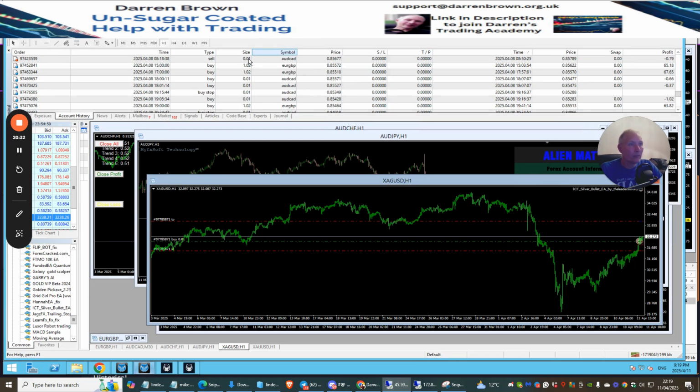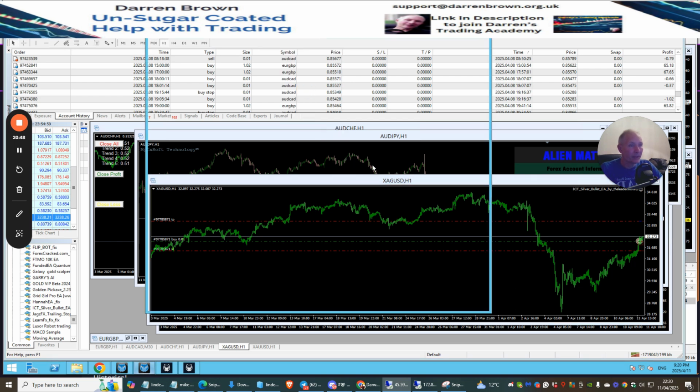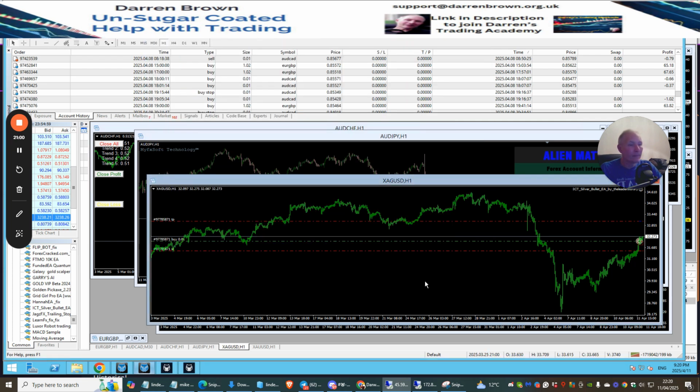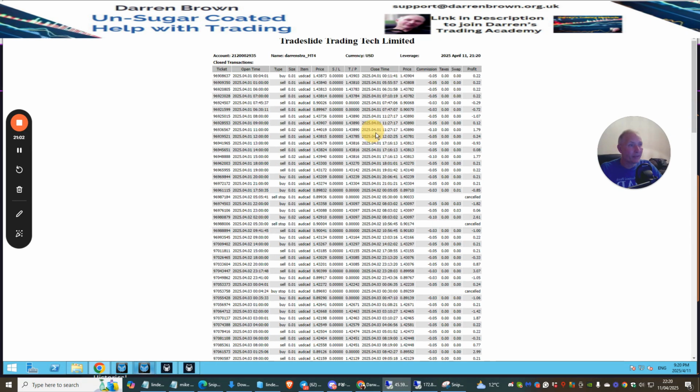So if we click on symbol, right mouse click, you've got all history, last 3 months, custom period. Remember, this will save a detailed report. Now let's see if we can save as report and see what difference that gives us. It's just basically going to give us a statement. So if we put DAS statement and save, there we go. It's basically exactly the same as what we had before.